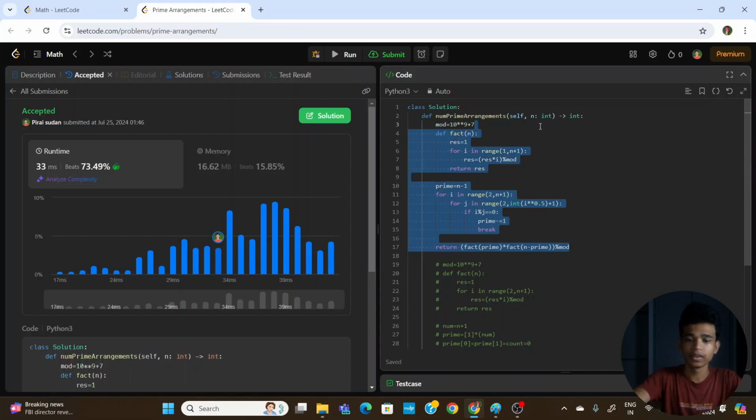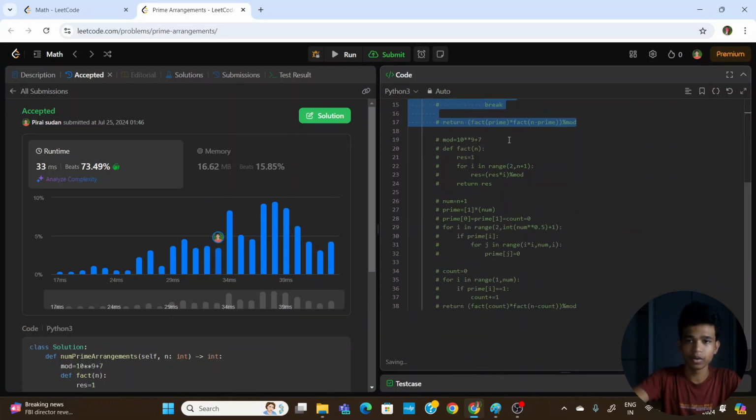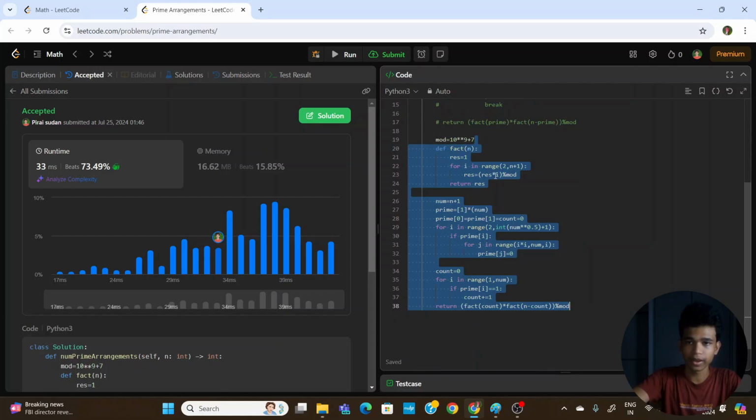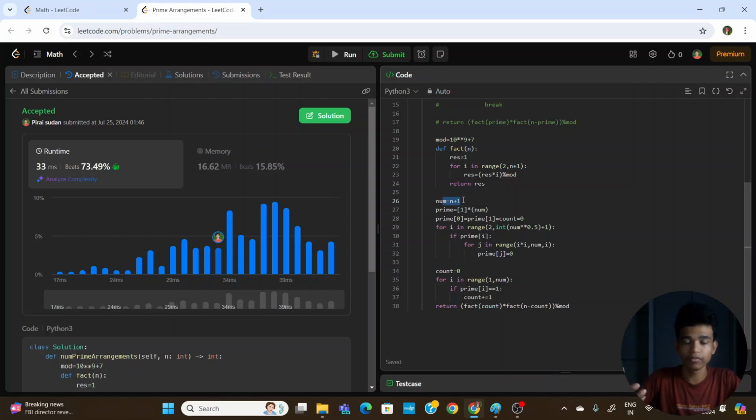Now it's time to see that optimized solution. See here, this is the optimized solution. Same thing, this fact function, but here num is equal to n plus 1. Which means if n is equal to 25, we want to create an array of size 26, as 0 to 25 indices. Now initially prime is equal to 1, which means everything is true, assuming everything is prime. Now prime of 0 and prime of 1 are set to 0, which means I'm initializing 0 and 1 to 0. That's the first step, right?